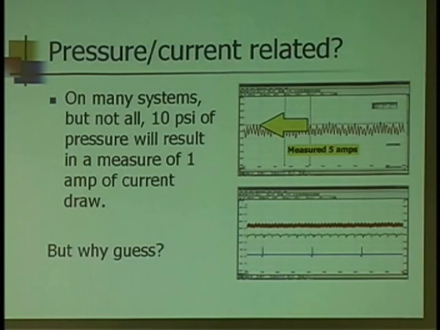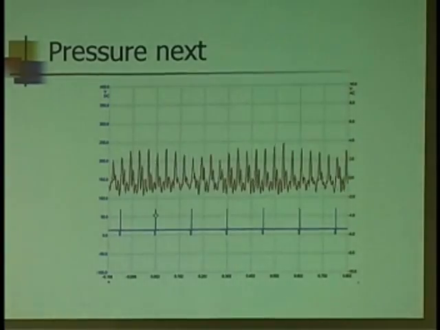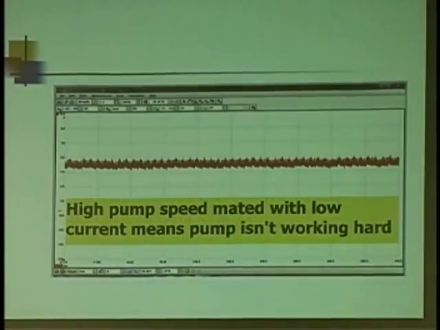Again, not on every car, but if I'm just trying to get a basic diagnostic direction idea on the fuel system, every 10 psi of pressure usually results in 1 amp of current draw. So earlier I got 5 amps, about 50 psi. I've got a rough baseline that I can compare to specs. I don't have to guess though, because I can actually measure the pressure. That's what we did.